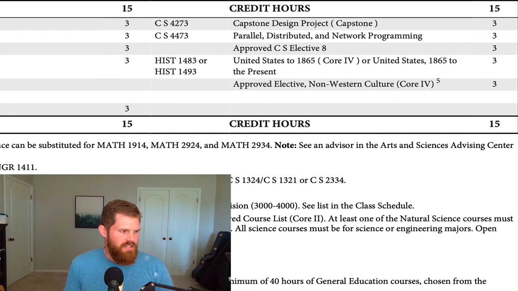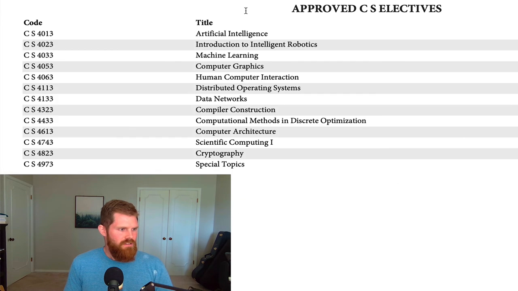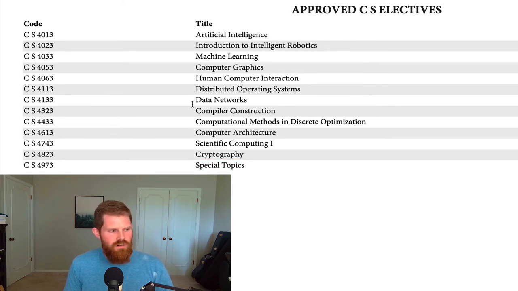And so now I'm going to take a second and talk about all the electives, of which you get to choose three. So real quick: artificial intelligence, introduction to robotics, machine learning, computer graphics, human-computer interaction. I'll come back to that one. Distributed OS, data networks, compiler construction, computational methods, computer architecture, scientific computing, cryptography, special topics, which I don't know what special topics is. I wonder if that's like a research thing, like you partner up with a faculty member to do research.